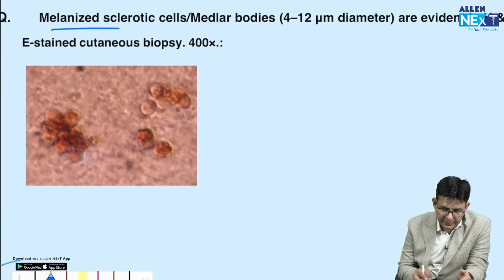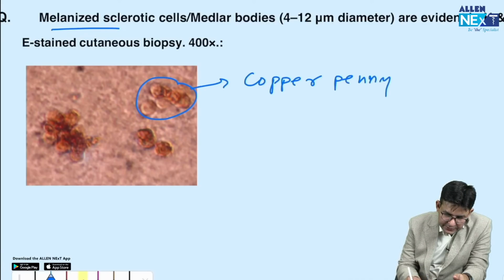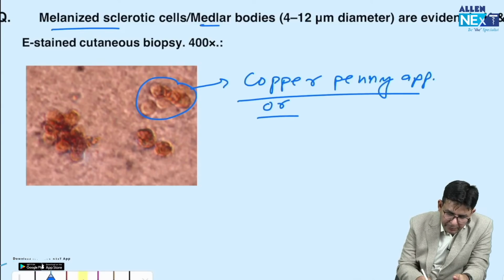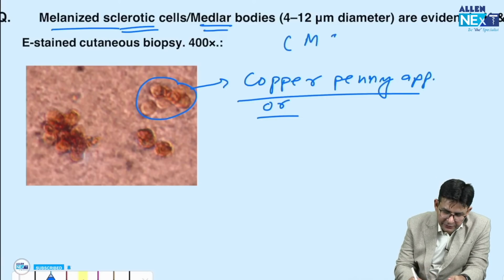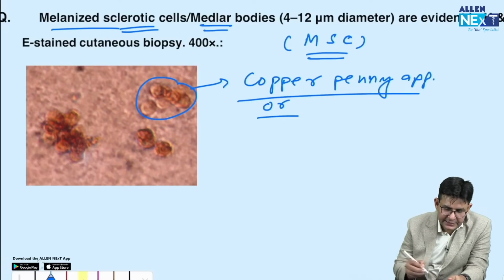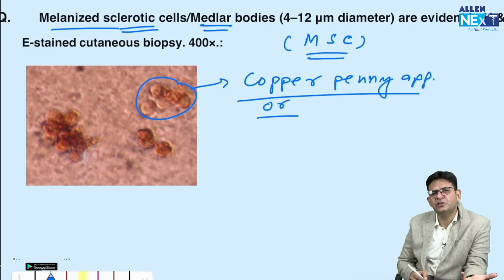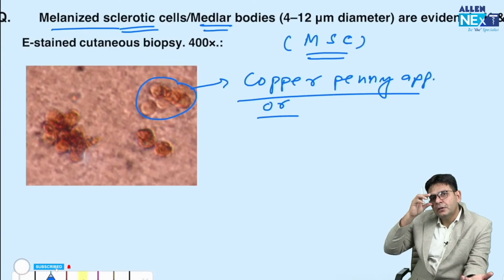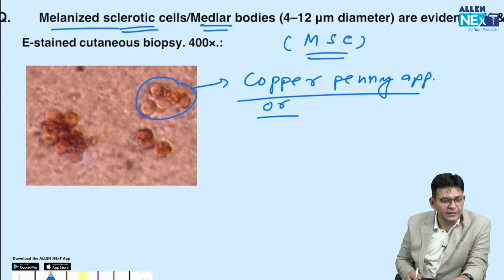Chromoblastomycosis we are talking about, and this particular appearance is termed as what, guys? Copper penny appearance. What is the other name of it? Medullary bodies, sclerotic bodies. And the mnemonic for that is MSC: medullary bodies, sclerotic bodies, and copper penny appearance. A favorite question of the examiner. They must have suffered from this particular disease, it has become their favorite, and they are asking it again and again.